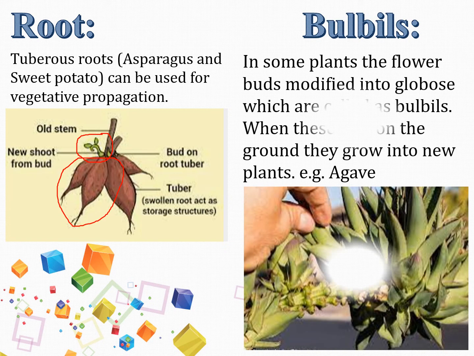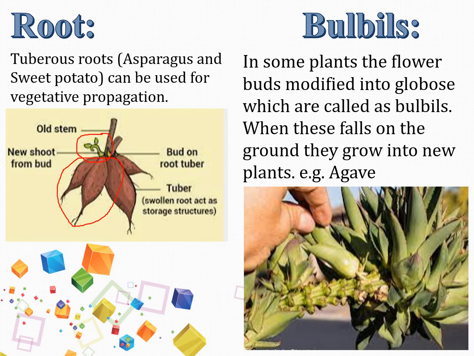The next one is bulbils. In some plants, the flower buds are modified into globose structures. These are known as bulbils. These bulbils fall on the ground and grow into new plants. The common example is agave.